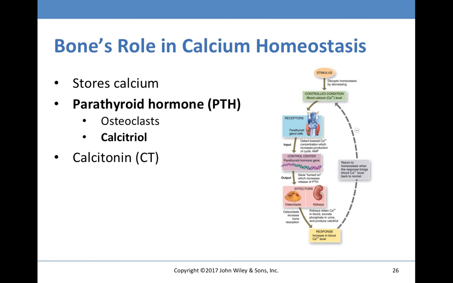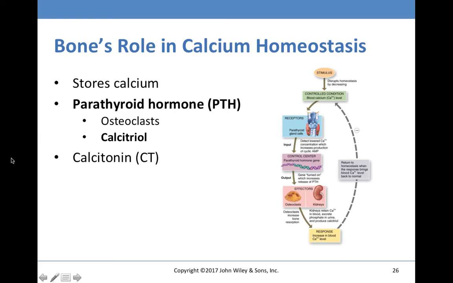Now, on the other hand, if our blood levels of calcium are high and we need to decrease the blood calcium levels, our thyroid gland will secrete calcitonin. So the thyroid gland secretes calcitonin in response to high blood calcium levels. Calcitonin will decrease our blood calcium.